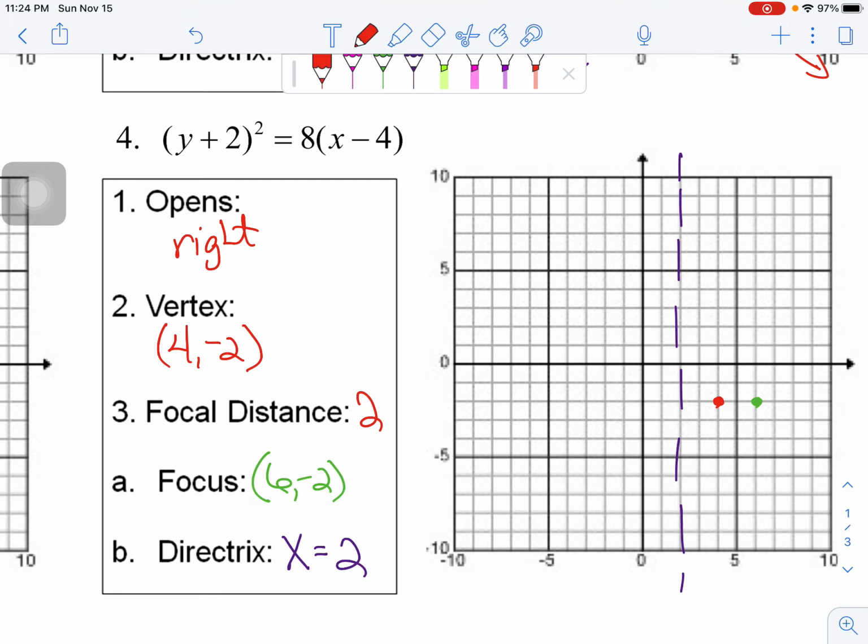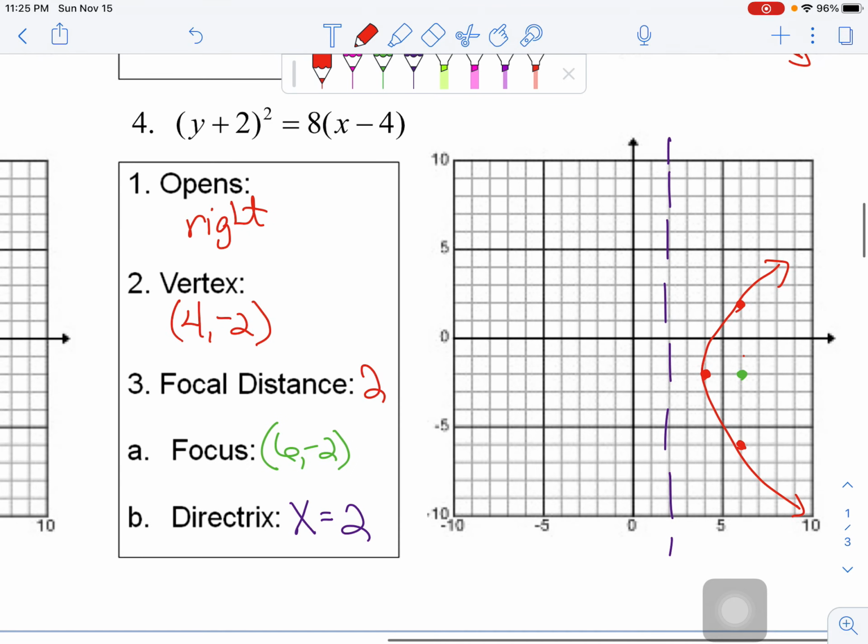The total length, sorry about that, the total length. All right, let's try this again. There we go. The total length of the latus rectum is 8 units. So I'm going to chop that distance in half and go 4 above my focus and 4 below my focus. All right, so 1, 2, 3, 4. 1, 2, 3, 4. And again, draw in a nifty little parabola curve here.